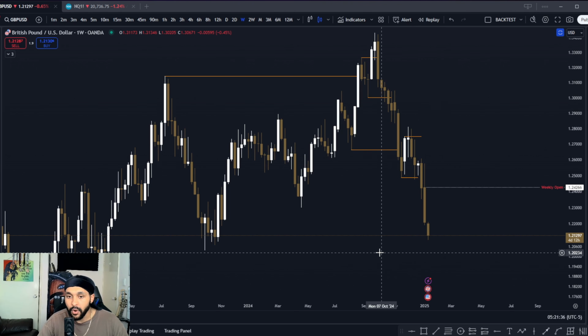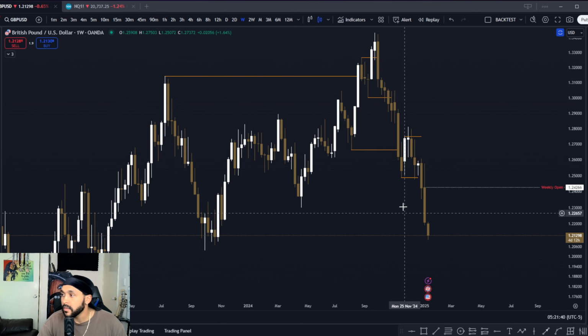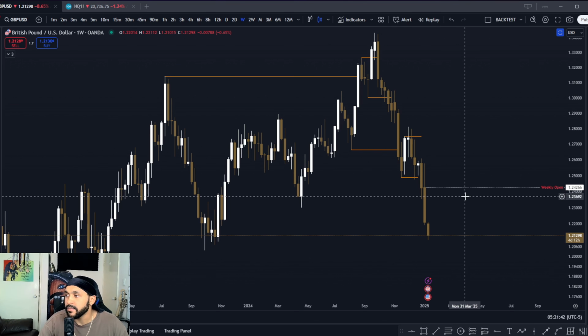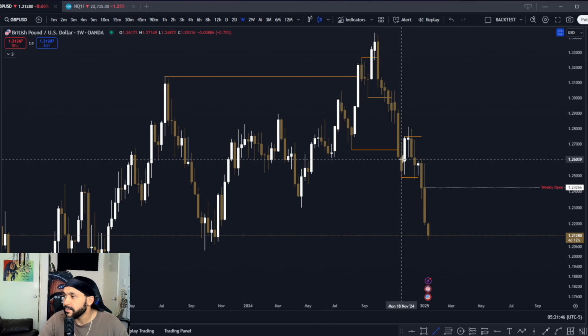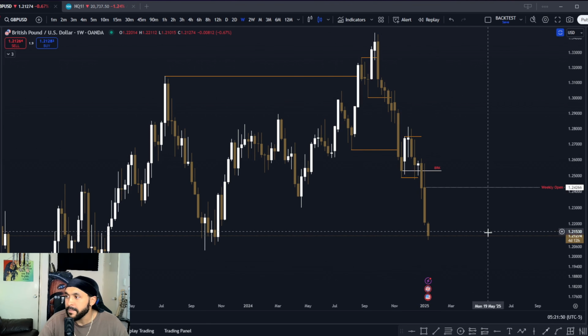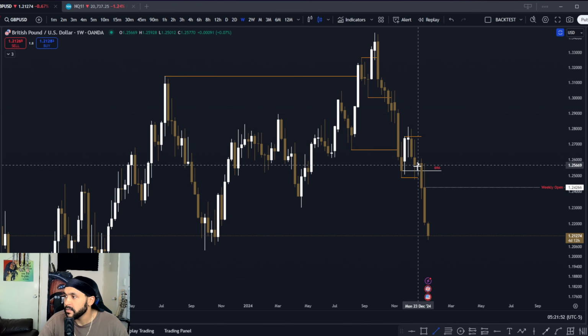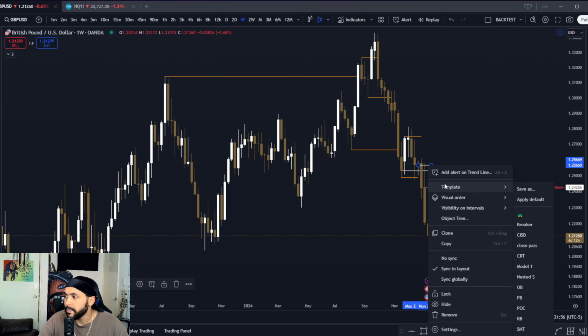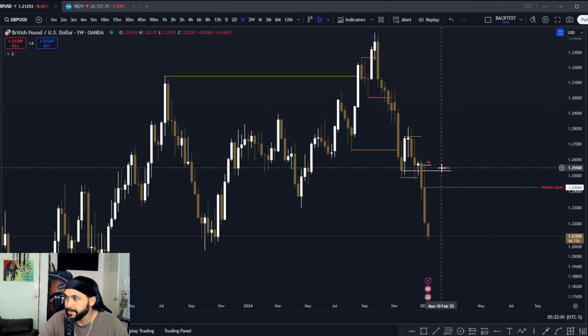What did I say before? A PD array, a fair value gap, or an order block? What can we see in here? We can see a breaker on the weekly time frame. We can also see an order block right there. Boom. Well, that wouldn't be an order block. It would be a propulsion block, technically.